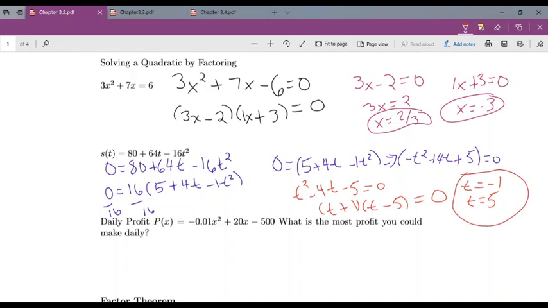Easy enough. If you'd have left a negative in there, it still would have factored. So you could have factored this just fine. You could have also factored this just fine. Taking the negative out just makes it a little easier. But it still would have factored. You'd get the same answers.